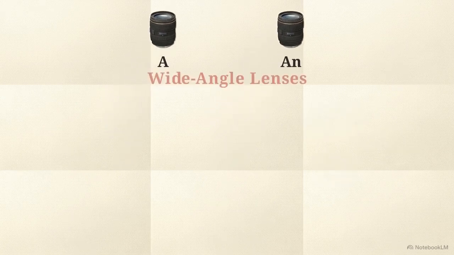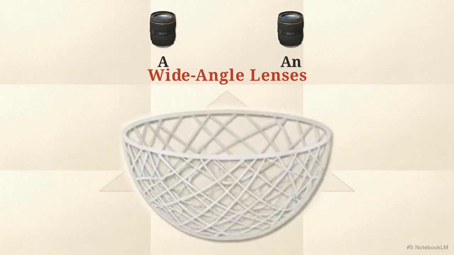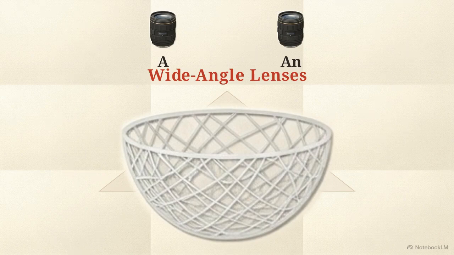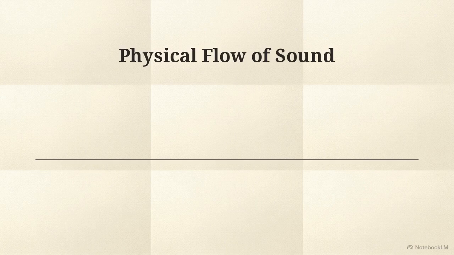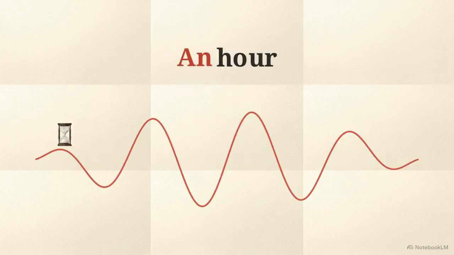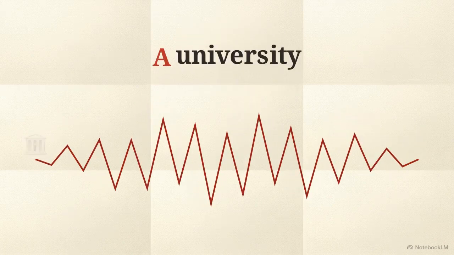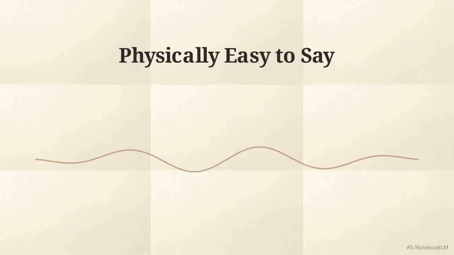Think of a and an as your wide-angle lens. You use these when you want to show your audience any general item in a category, like an apple from a giant bowl. It doesn't matter which one, just any apple. To choose between a and an, we listen to the physical flow of the sound. If the next word starts with a smooth, open vowel sound, like an hour, we use an to keep the breath flowing. If it starts with a hard consonant sound, like a university, we use a to handle the bump. It is about making the words physically easy to say.